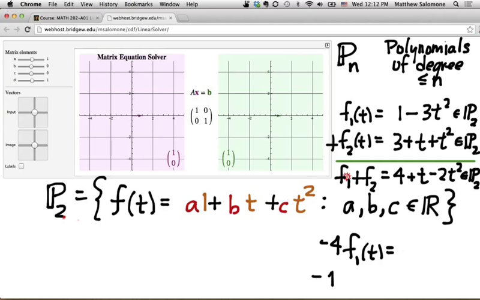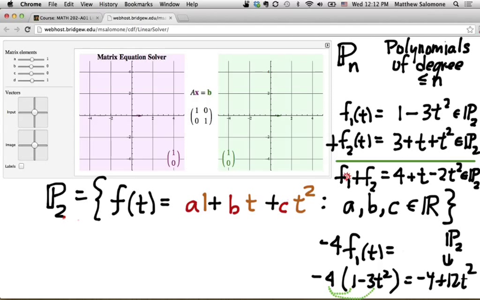Again, we have the usual distributive property in algebra that does that for us. And that just says, let's multiply each one of these terms by 4 and get negative 4 plus 12t squared. But then again, that belongs to P2.